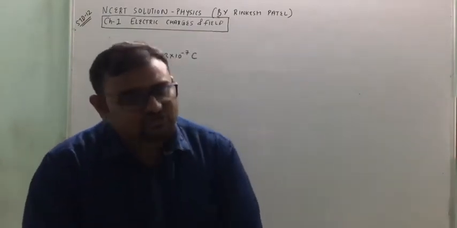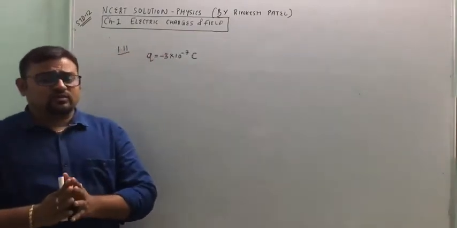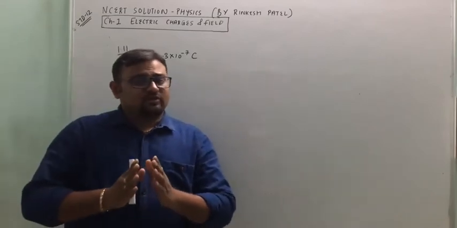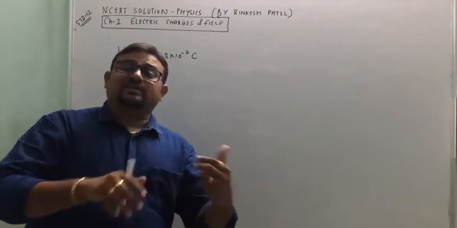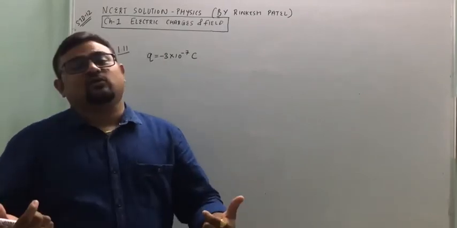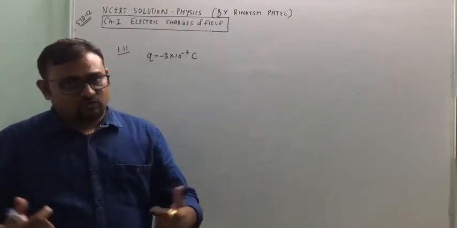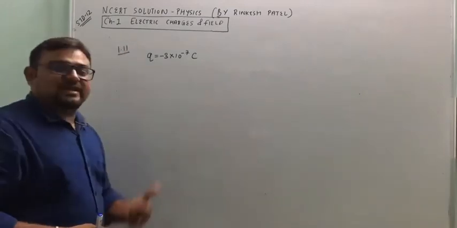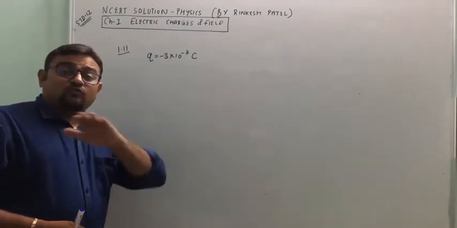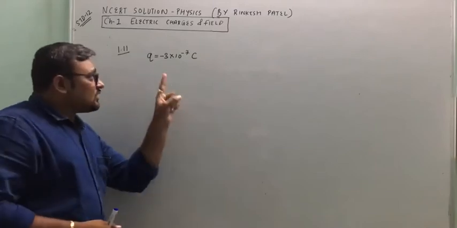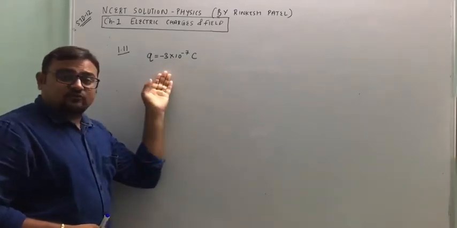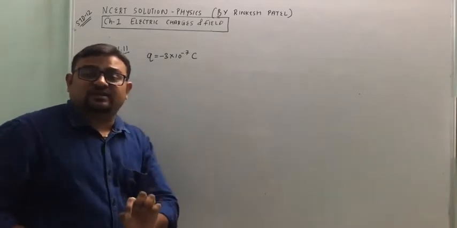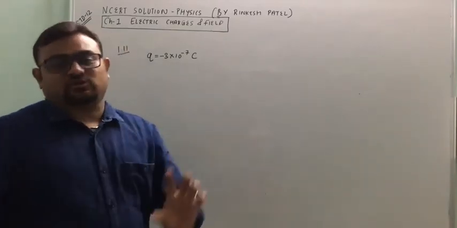When you rub polythene with wool, the electrons transfer from wool to polythene. So polythene acquires a negative charge and wool acquires a positive charge. The charge acquired by polythene is minus 3 into 10 raised to minus 7. Where does this charge come from? It comes from the transfer of electrons.